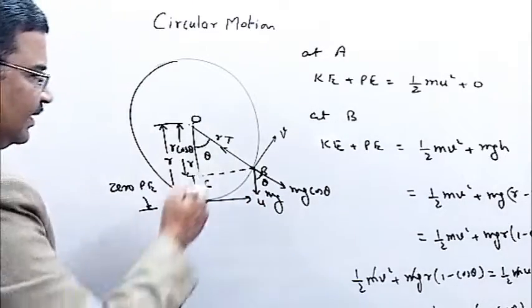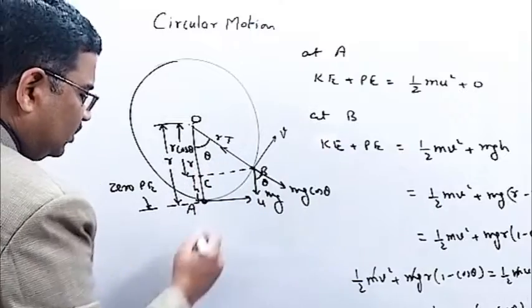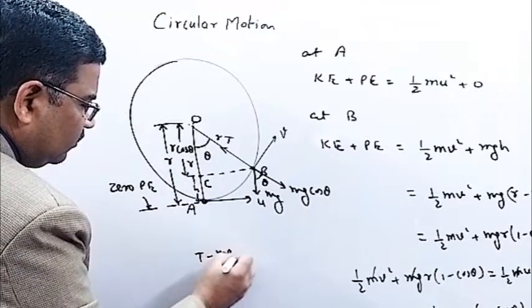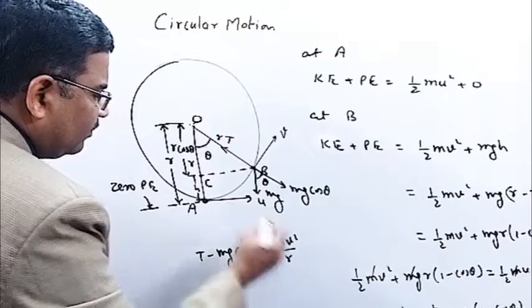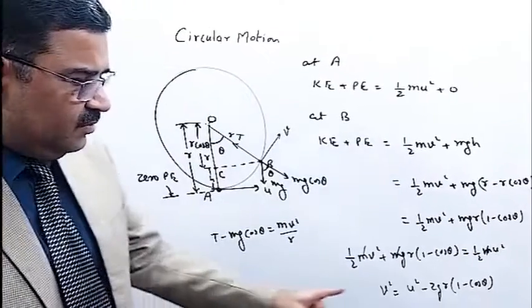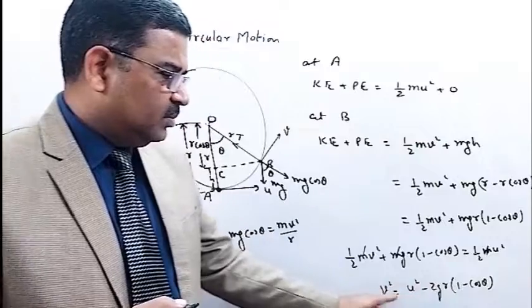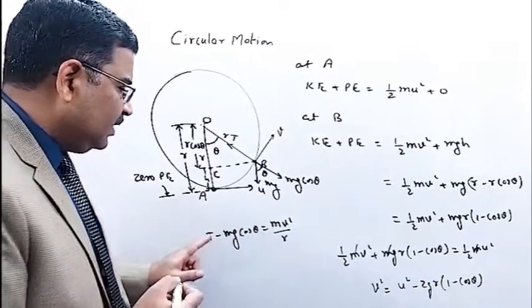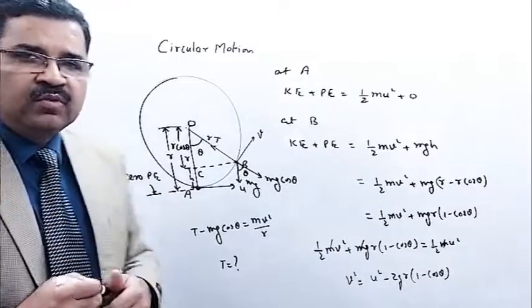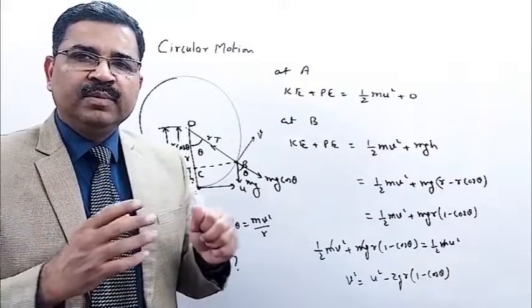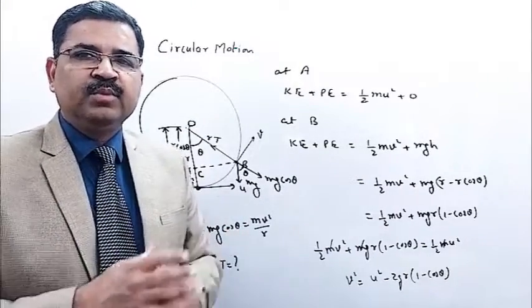So that is why I can say that T minus mg cos theta is equal to mv square by R. And we know that V square is this, so if you substitute this value here, you will get the value of tension. So these are our steps to find the tension in the pendulum string at a given point.